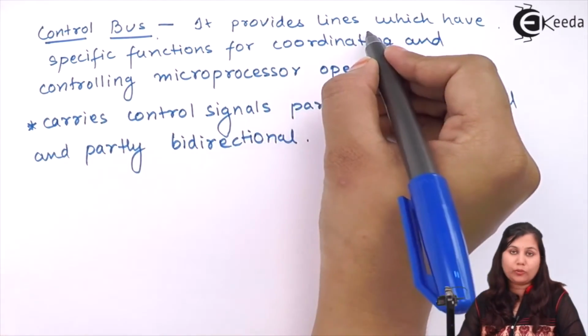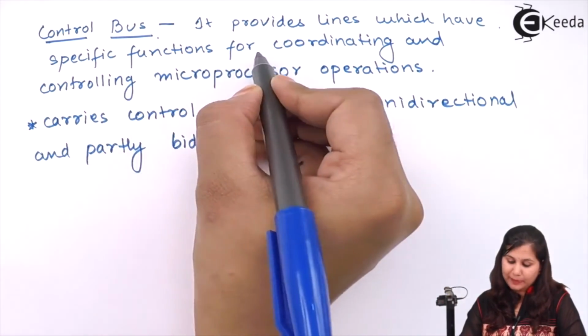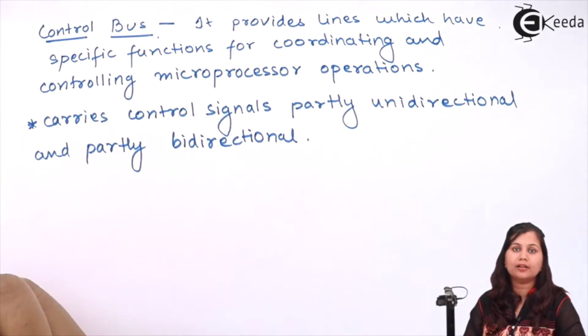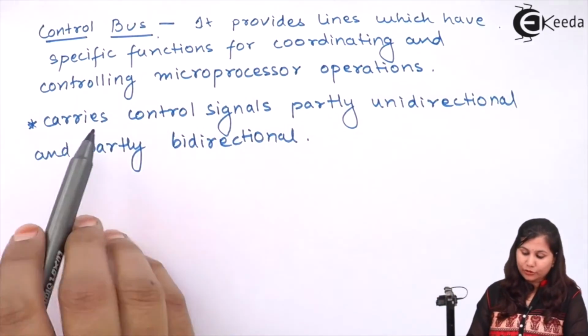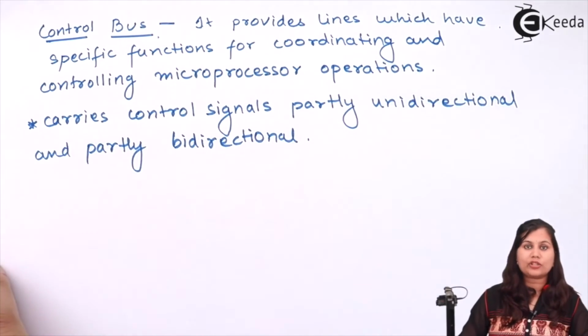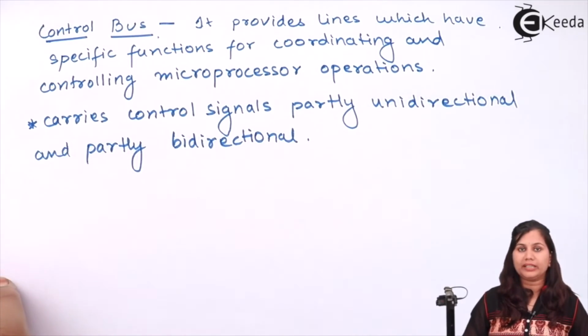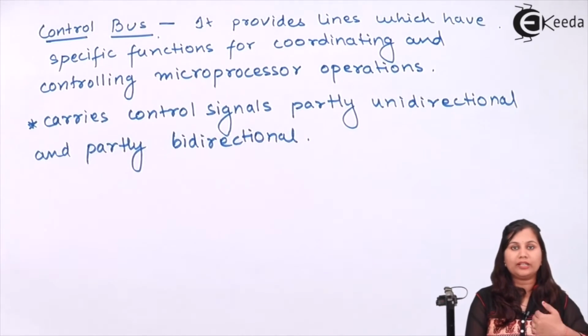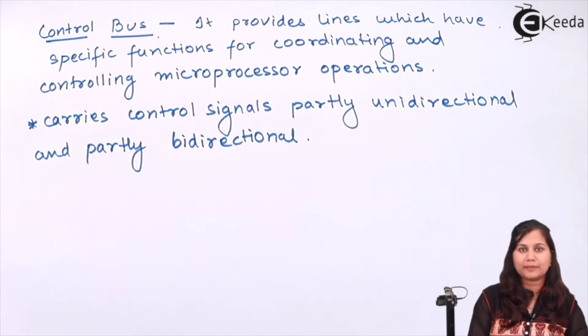So the control bus provides the lines or signals which have specific functions for coordinating and controlling the microprocessor operations. This control bus carries control signals which are partly bidirectional and partly unidirectional. Some of the signals are unidirectional, either coming out of the microprocessor or coming towards the microprocessor. And some of them are bidirectional, that is, the microprocessor can also generate those signals and can also get those signals as an input.